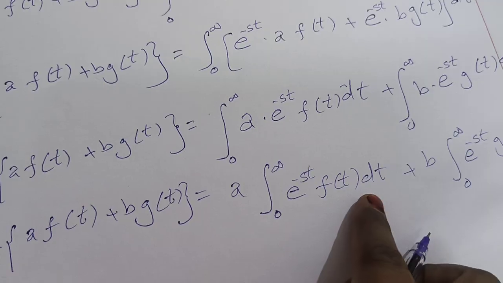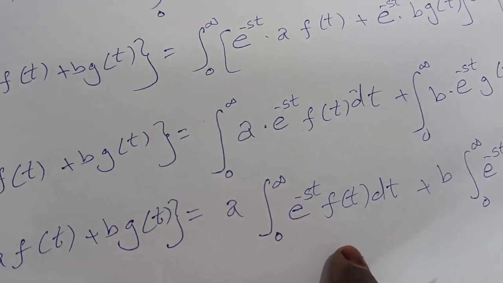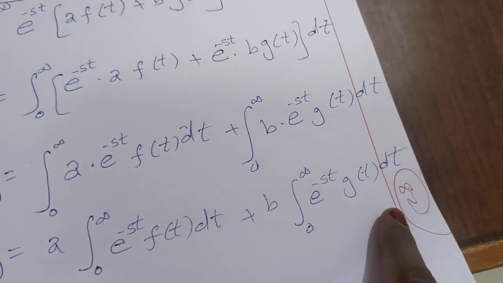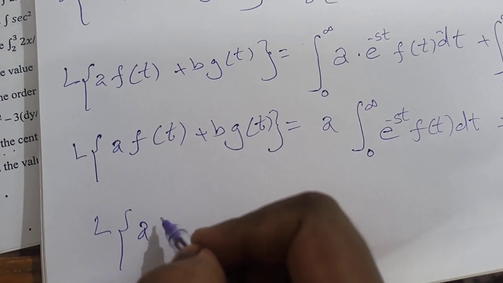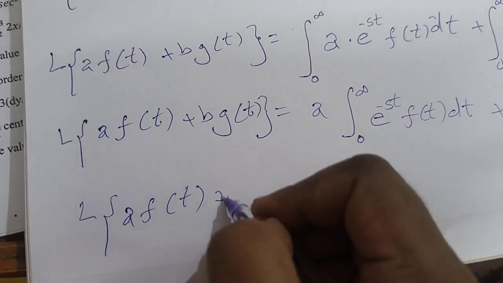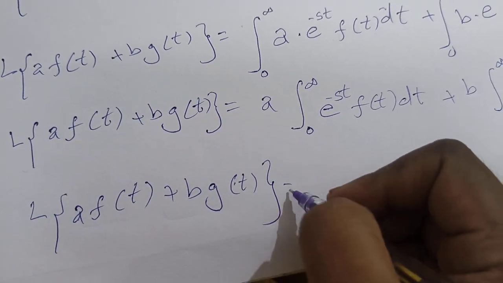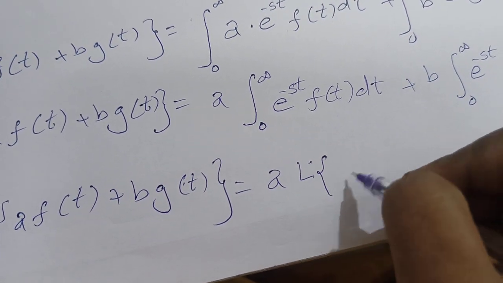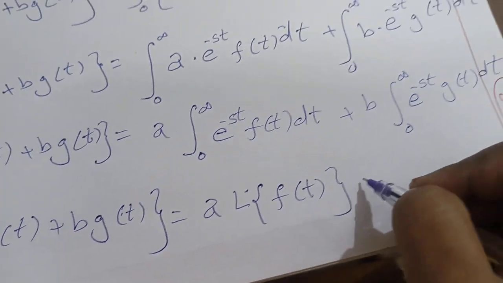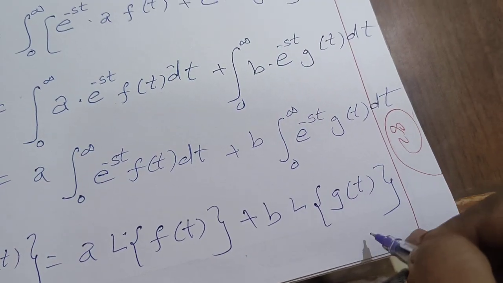Now by the definition of Laplace transform, we have this value is equal to F of s. So here we will write L of f of t. Similarly, this function becomes L of g of t. So L of a into f of t plus b into g of t is equal to a into L of f of t plus b into L of g of t. This is our linearity property.